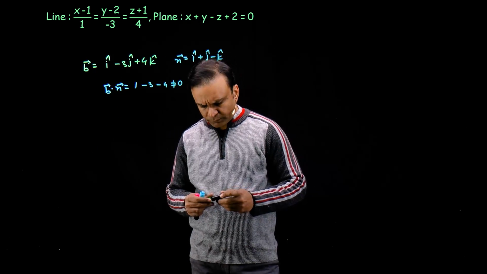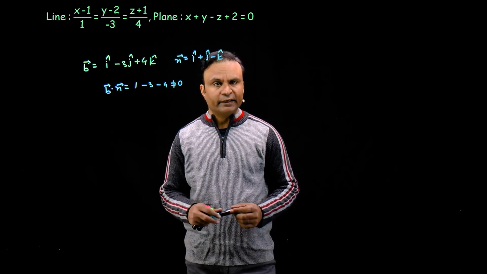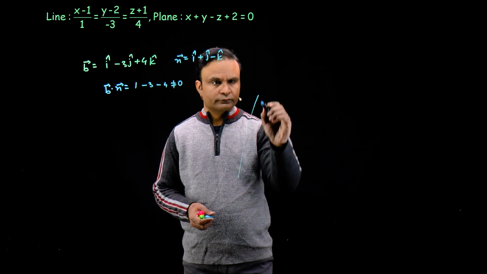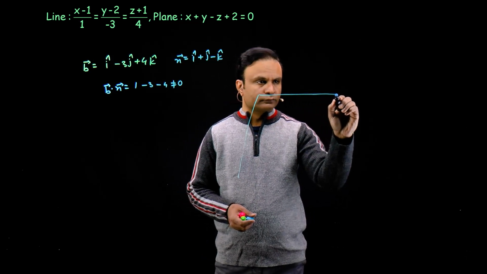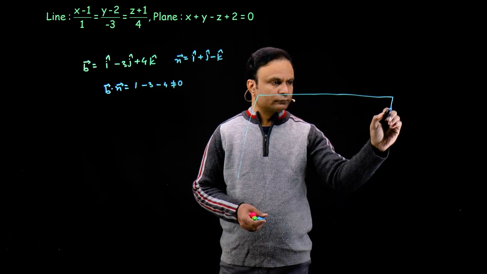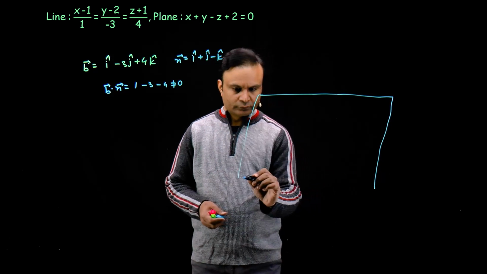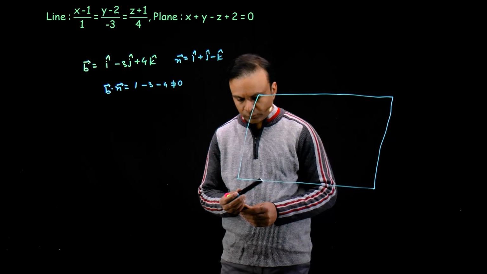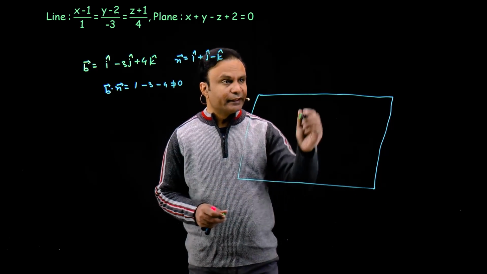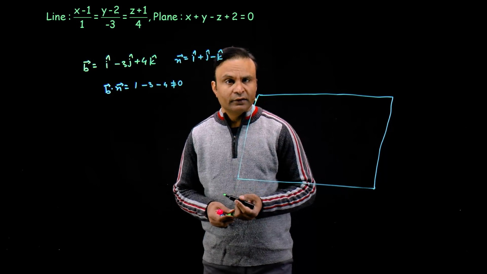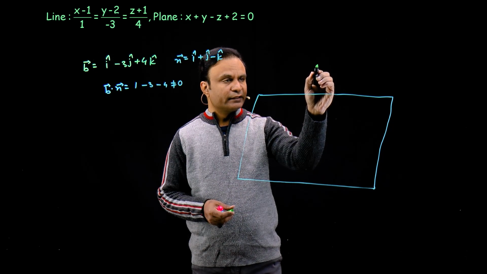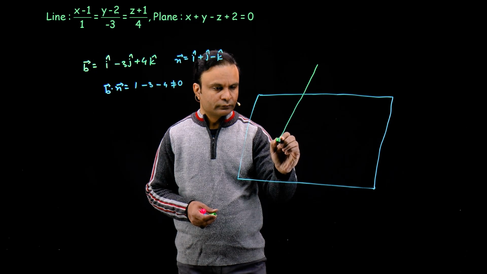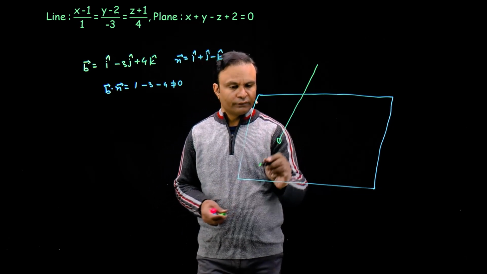Now let's draw the plane and line. So here we have the plane. Now the line is inclined at some angle to the plane, so let's draw the line like this. This is the point of intersection of line and plane.